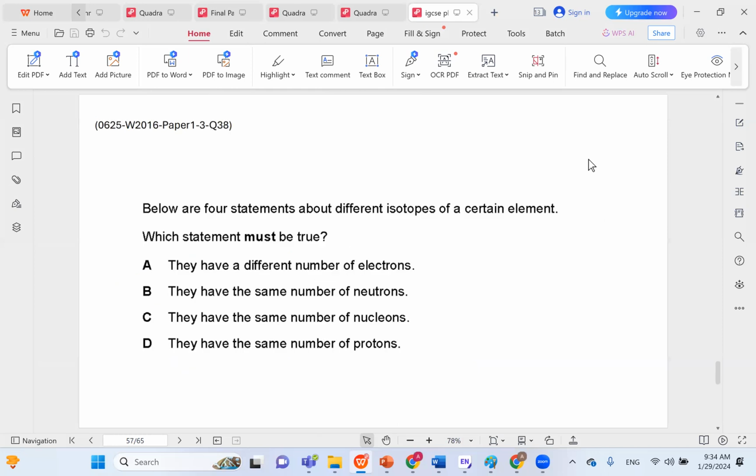Below are 4 statements about different isotopes. Which statement must be true? They must have the same number of protons. They seem to love this question.